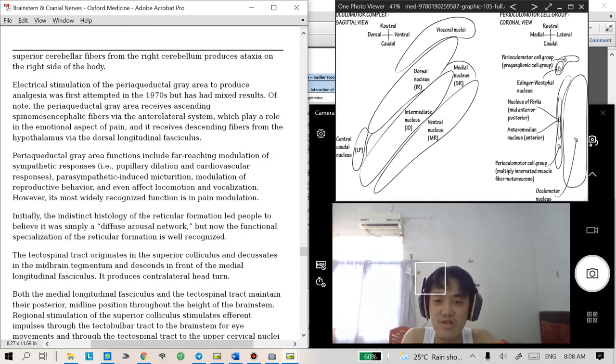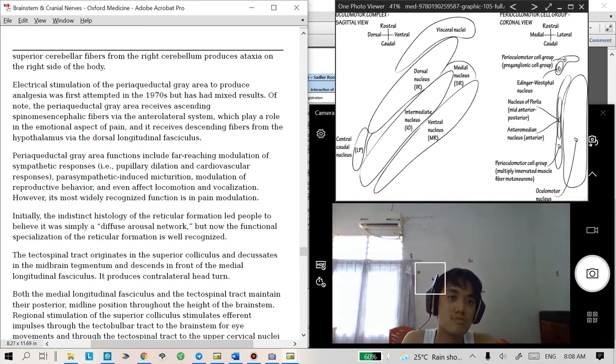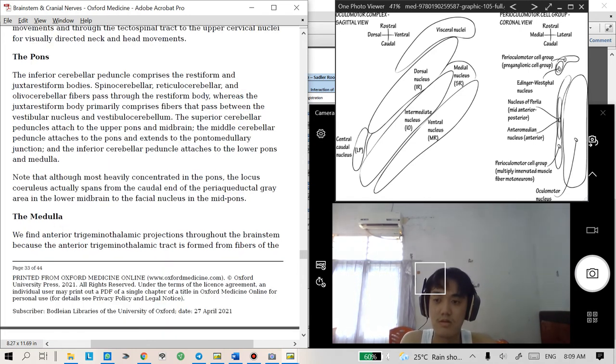brain stem. Regional stimulation of the superior colliculus stimulates efferent impulses through the tectobulbar tract to the brainstem for eye movement and through the tectospinal tract to the upper cervical nuclei for visually directed neck and head movements.